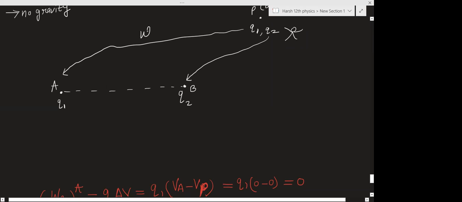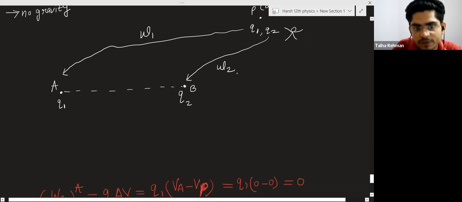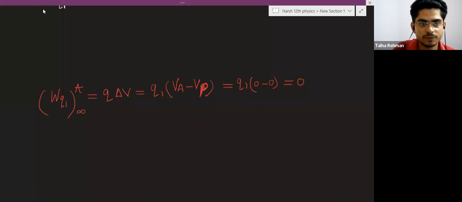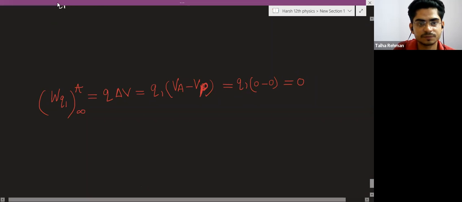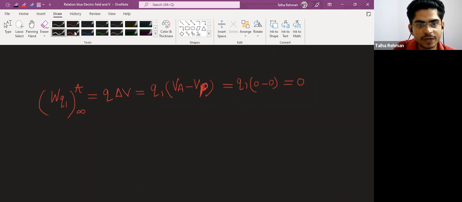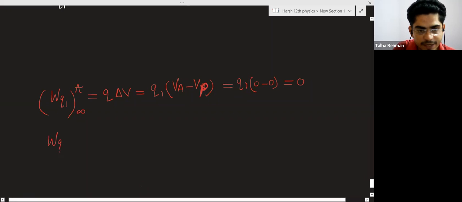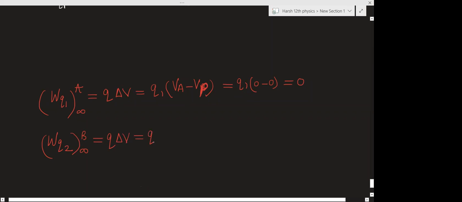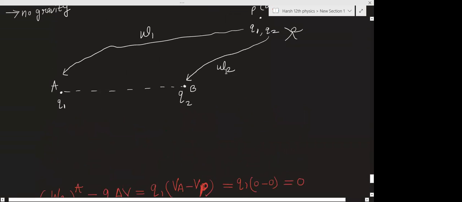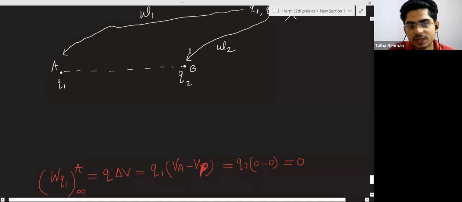Now in this process, what will be the work done? Let's see. I have to calculate the work done in carrying a charge Q2 from infinity to position B. We have a formula for work done: charge into change in potential. And what is the charge? Here Q2. Change in potential means final potential minus initial potential. The final potential is VB.